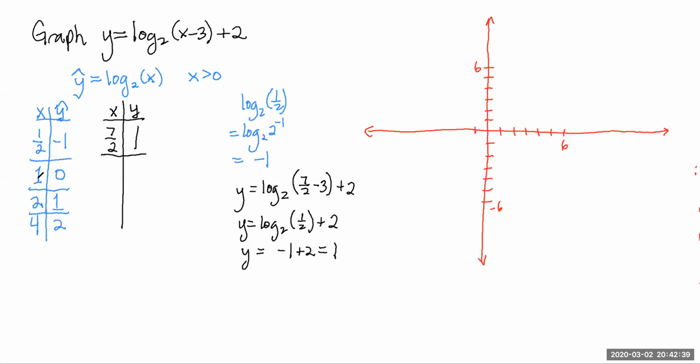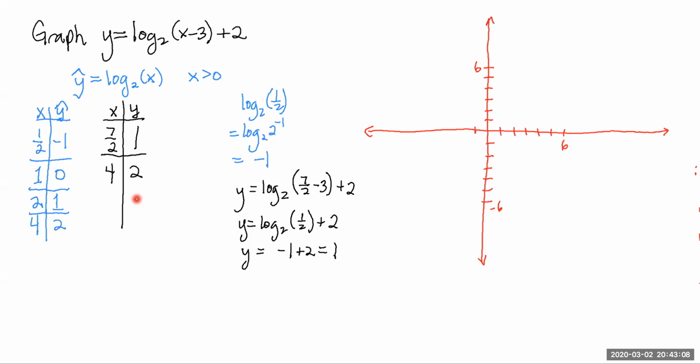Let's add 3 units to this 1. Add 3 units to that 1, we get a 4. Now we add 2 units to the 0. If we add 2 units to the 0, we get 2. Why don't we check that? Log base 2 of 4 minus 3. Well, that's just log base 2 of 1, which is 0. 0 plus 2 is 2. Look, it matches, and we get a 2.